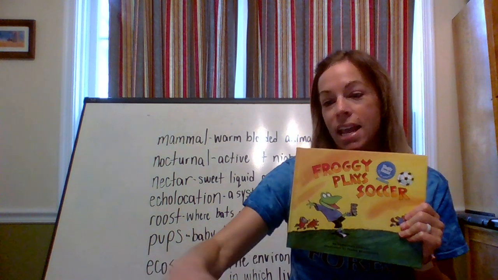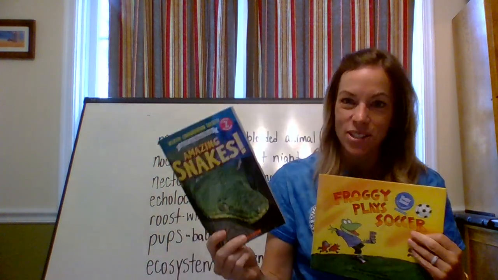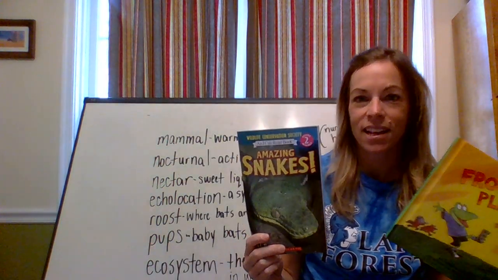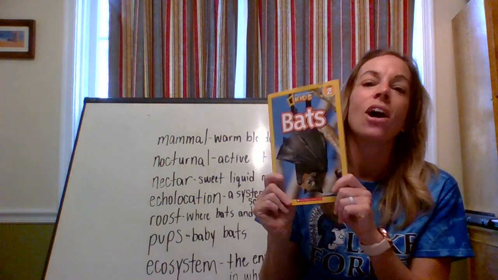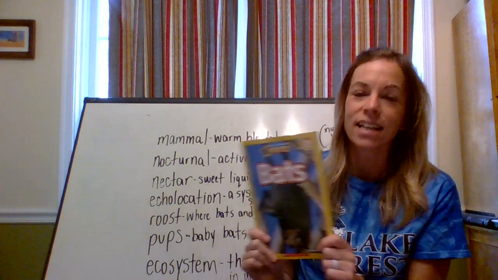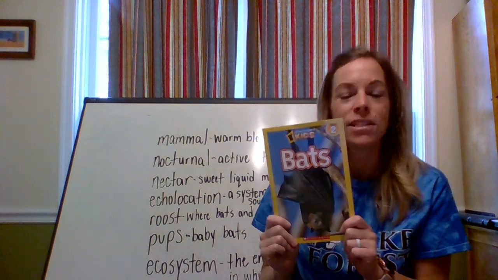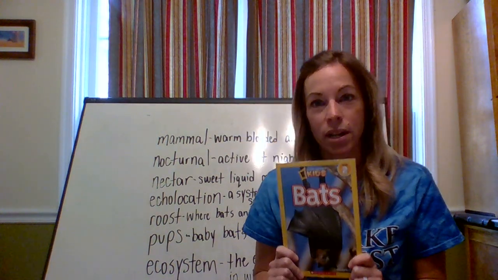So we gave an example of informational and an example of literary. And now our last book that we're going to talk about is our final informational text on bats. And this is what we are going to be focusing on today.